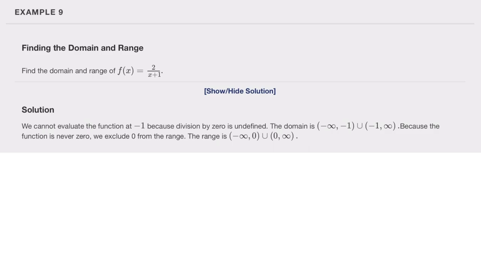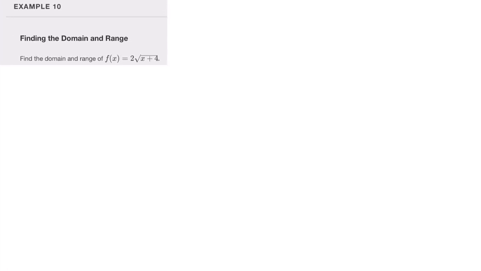Then for square root functions, again, we can't take the square root of negatives. That means that the radicand has to be greater than or equal to 0. So this x plus 4 has to be greater than or equal to 0, so x is greater than or equal to -4. In interval notation, it's going to be from -4 to infinity, with a square bracket. That's the domain.